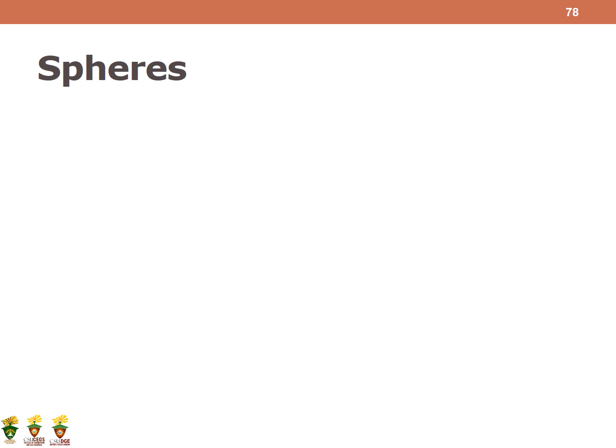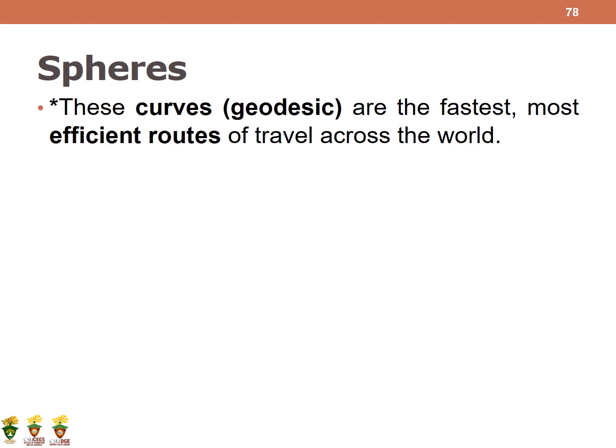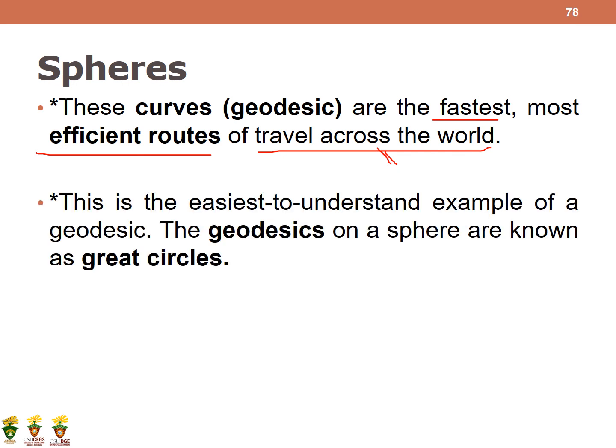So in the sphere, geodesic curves are the fastest and the most efficient routes to travel across the world. So mao ni siya ang pinaka the best na agihan, and usually the airline companies are using this one. And this is also the easiest to understand example of the geodesic, kanang gitawag nato na efficient routes and the fastest routes to travel across the world.